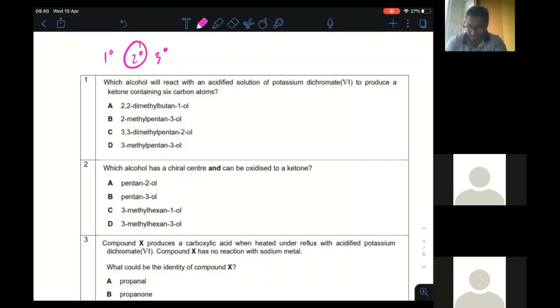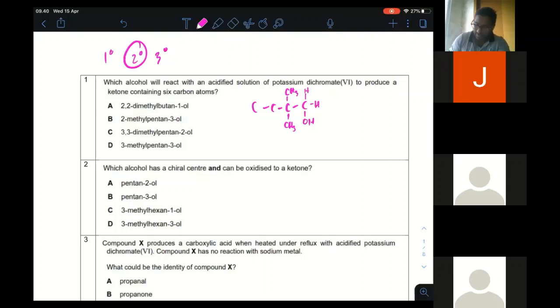So if I draw butan-1-ol, the OH is here, and then 2,2, so this is going to be methyl and methyl. Is this primary, secondary, or tertiary? The molecule that I drew here is a primary alcohol. So we are looking for secondary. Let's look at B.